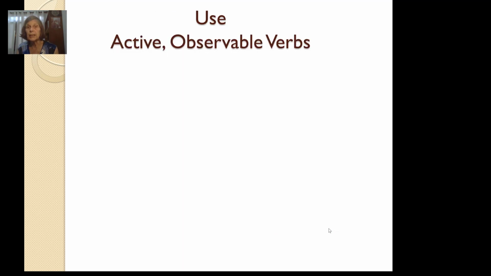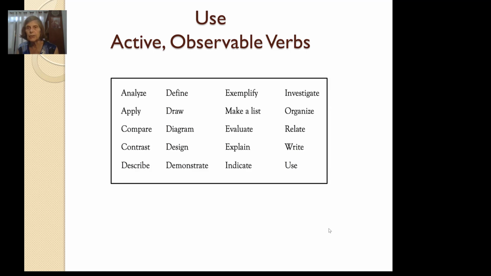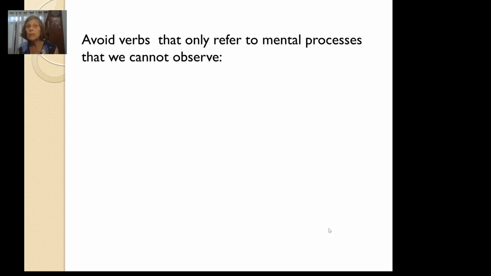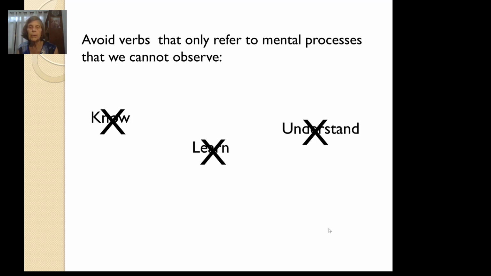When writing a performance objective, we need to be careful to use active, observable verbs. Here we have some examples of those types of verbs, such as analyze, define, exemplify, investigate, apply, compare, diagram, explain, use, and there are many, many more. Observable verbs give the participants the opportunity to demonstrate what they have learned. We avoid verbs that only refer to mental processes that we cannot observe, such as know, learn, or understand.